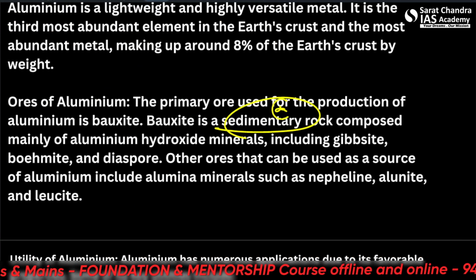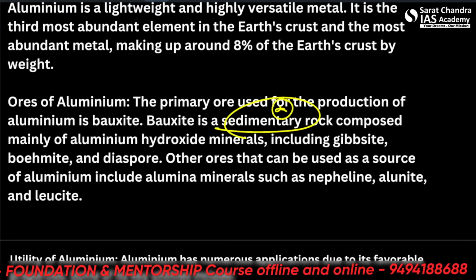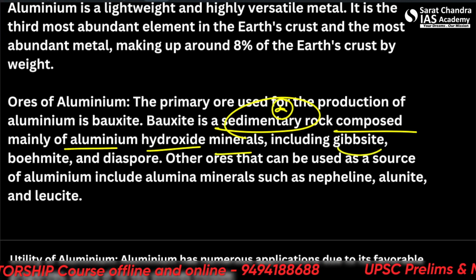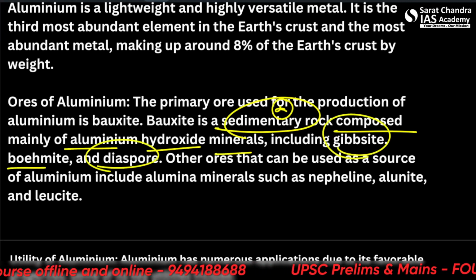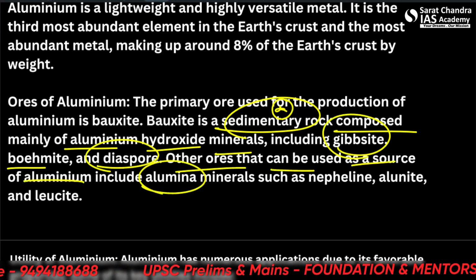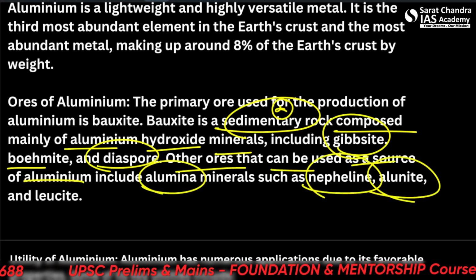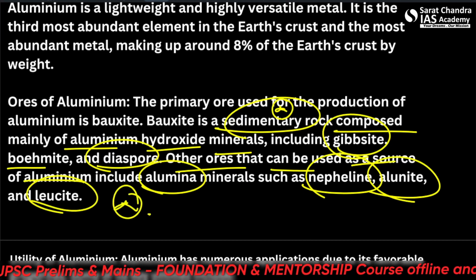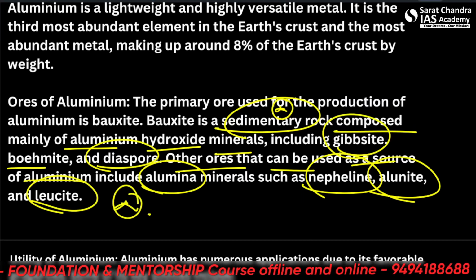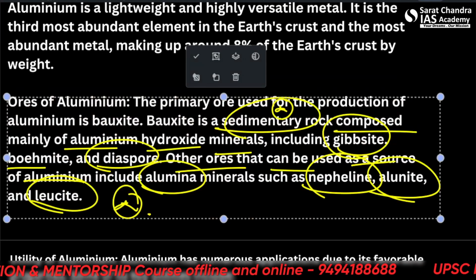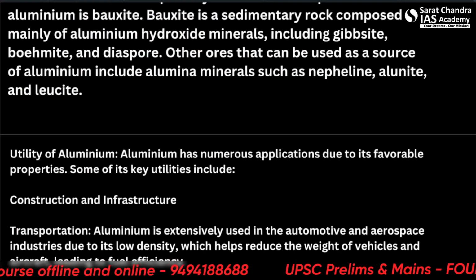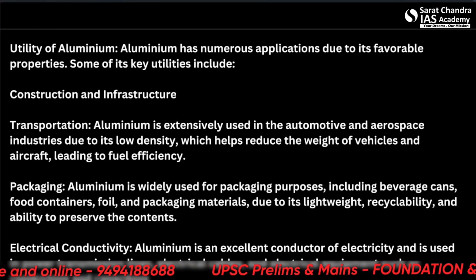I hope you already know about rocks: igneous, sedimentary, metamorphic. Bauxite is composed mainly of aluminum hydroxide minerals, including gibbsite, boehmite, and diaspore. Other ores that can be used as a source of aluminum include alumina minerals such as nepheline, alunite, and leucite. So please remember these as well. They can be asked in the exam. Right now the pattern is such that anything random can be asked in the exam, as we will see in this question only. So what is the utility of aluminum?